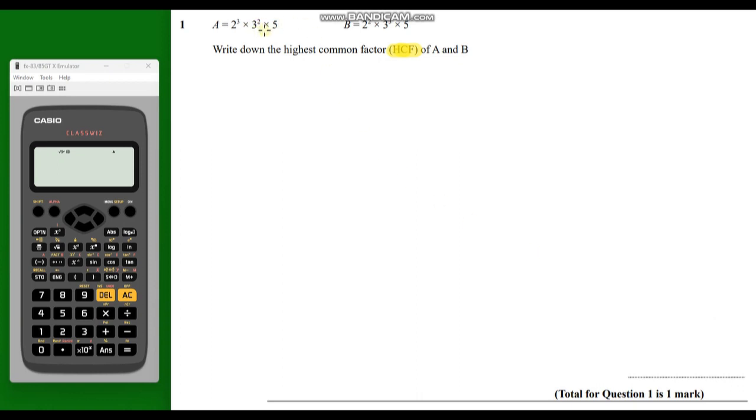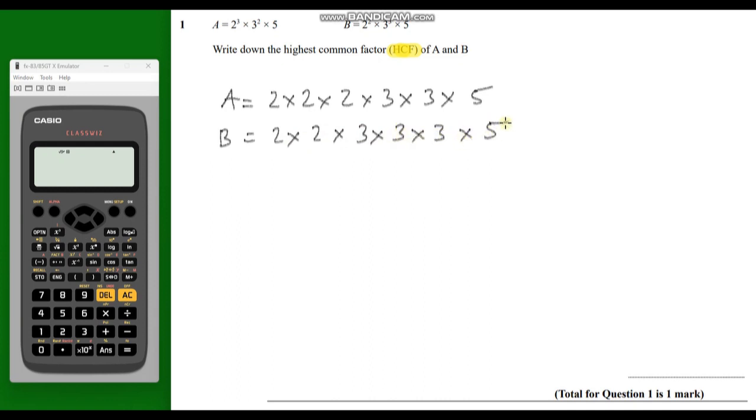So we've been given what A and B are as the product of their prime factors. So I'm just going to write these out again, but I'm going to write them out in full. So we've got A, which is 2 times 2 times 2 times 3 times 3 times 5. And we've got B, which is 2 times 2 times 3 times 3 times 3 times 5. So the highest common factor, what do they both have in common? So we can see that they both have a 2 in common.